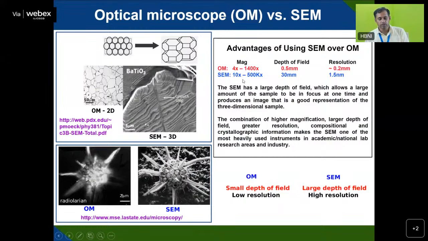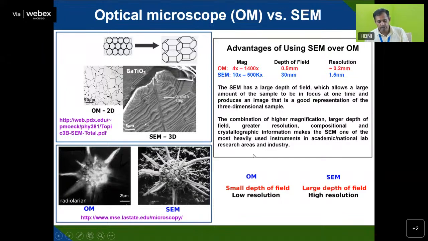That magnification is quite high, 500 kilo X here, and the depth of field is 30 mm, whereas in optical it is 0.5 mm, and resolution is also quite good. So you can see the bottom image, that is a radiolarian, an image of an object that you can see in the optical microscope, how hazy it looks. In the right one, you can see all the shape and the individual internal structure, and each spike you are able to identify here.